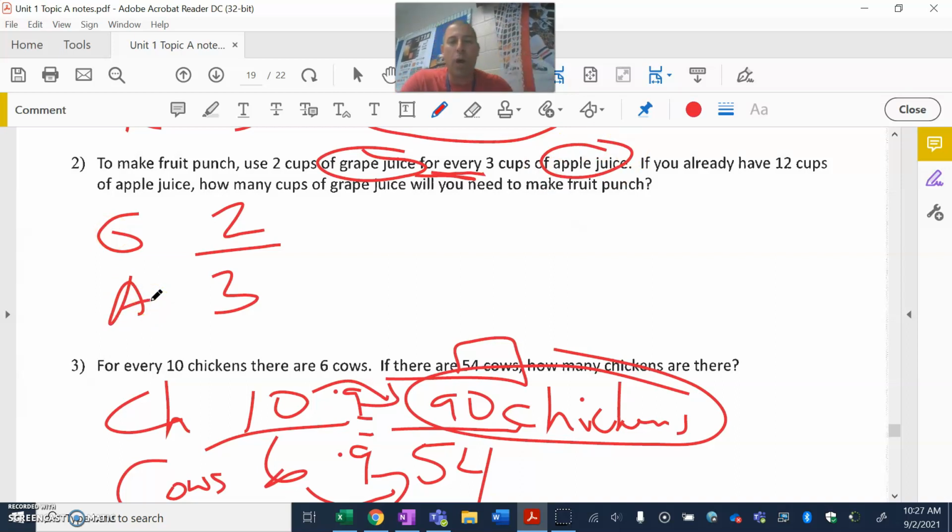If you already have 12 cups of apple juice, okay, stop right there. And you can see, we're chopping up the problem that's here. So read through the first time or stop as you come across some key things that can kind of help you out with it. So, where's your apple juice? Well, the apple juice is A, down the bottom. So I'm going to throw my 12 down there.